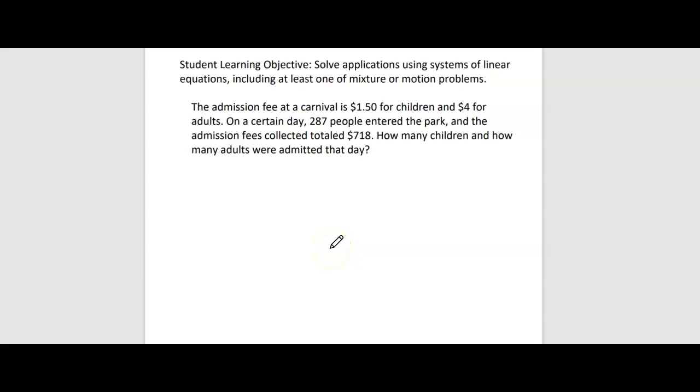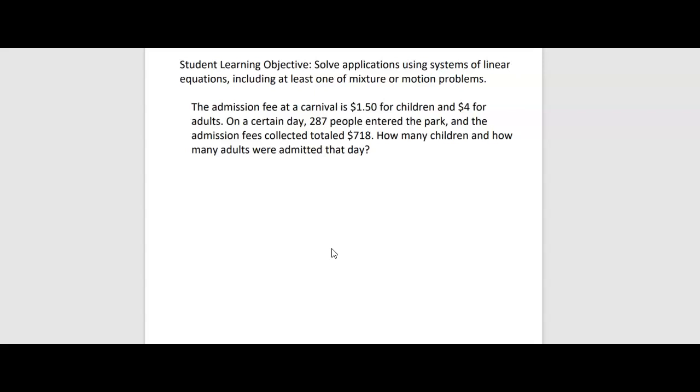Student learning objective: solve applications using systems of linear equations, including at least one of mixture or motion problems. This one is a mixture problem. The admission fee at a carnival is $1.50 for children and $4 for adults. On a certain day, 287 people entered the park, and the admission fees collected totaled $718. How many children and how many adults were admitted that day?